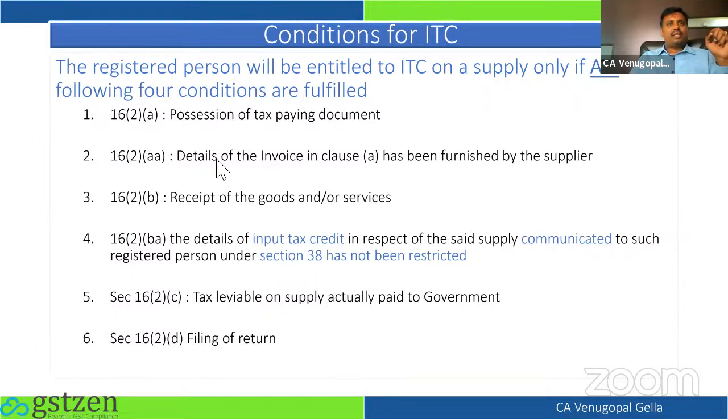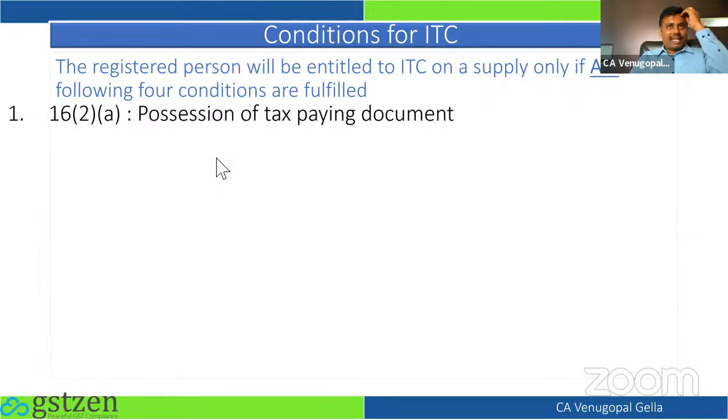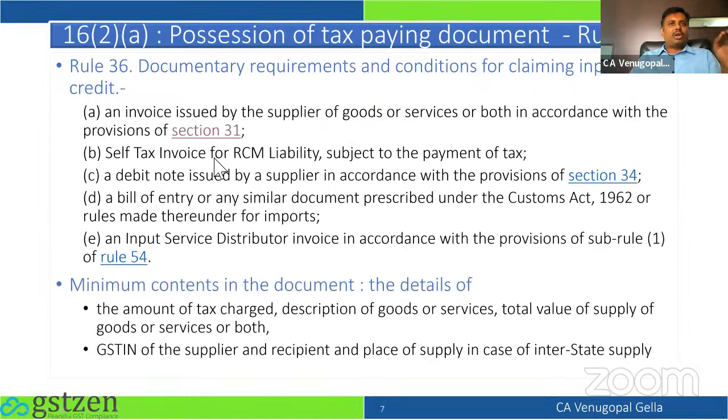The first condition is possession of a tax paying document. What does this mean? Possession of a tax paying document means, as stated by the government, it should be an invoice in case of a forward charge. In case of a reverse charge, a self-tax invoice. A debit note if there is an upward movement. In case of an import of goods where you are paying to the customs, you need to have a bill of entry or a similar document, or an ISD credit.